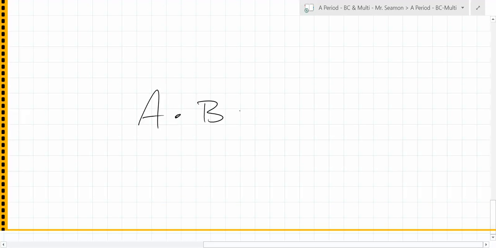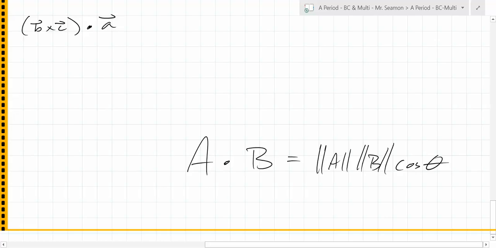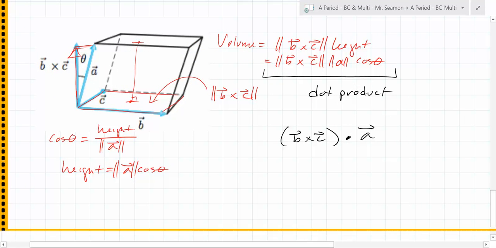There are the components, but then what's the geometric way? The magnitude of A, the magnitude of B, cosine theta, which is the angle between them. Let's go back here. Is that exactly what we have? Would the angle between them be 90 minus theta? Is it 90 minus theta?